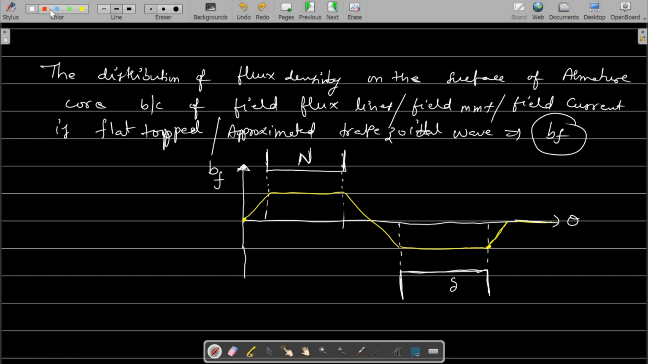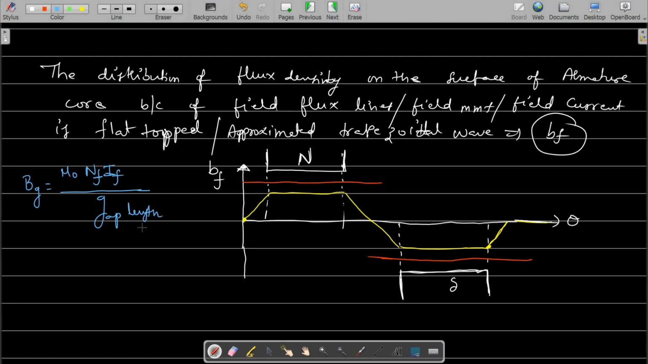Now let us see, if I consider that the armature core is there like this, and everywhere we have got the air gap on the surface, Bg is nothing but mu 0 NF IF divided by that gap length.